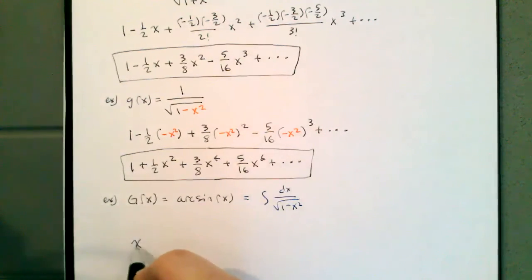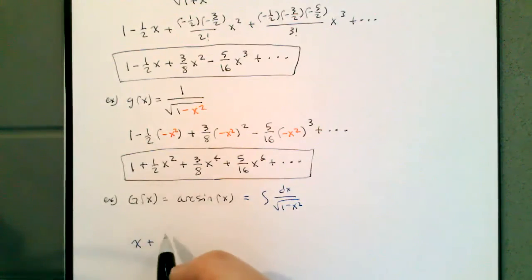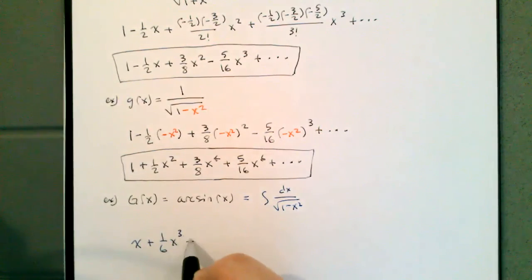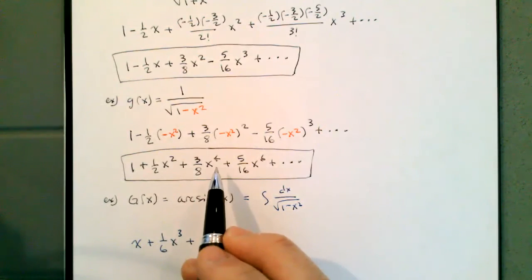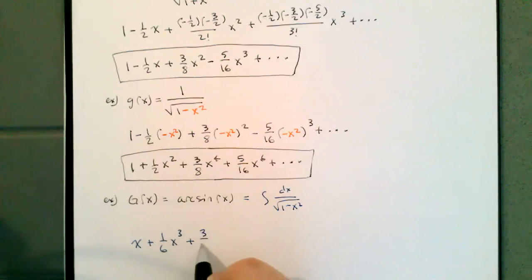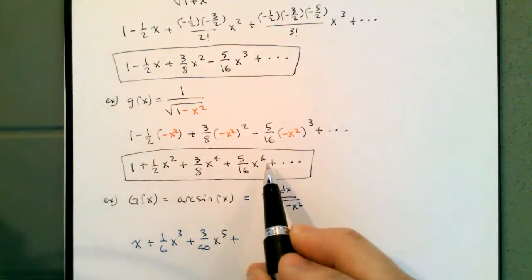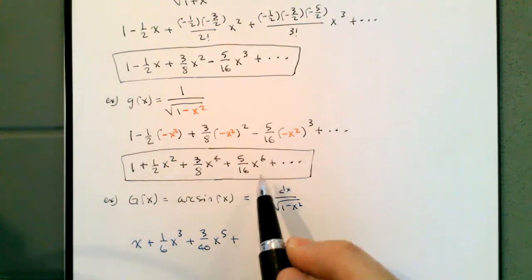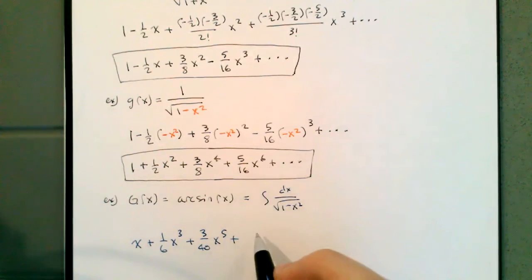So I'll have x plus x cubed over 6 plus x to the 5th over 40. And then 70/42 is 112. Is that right?